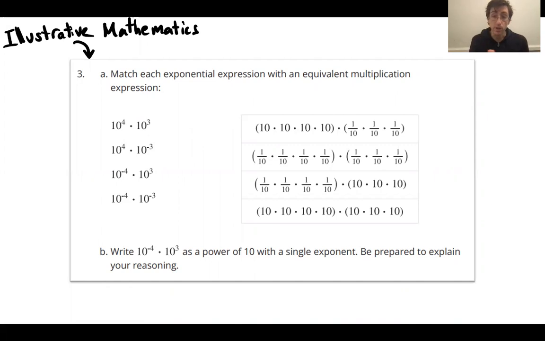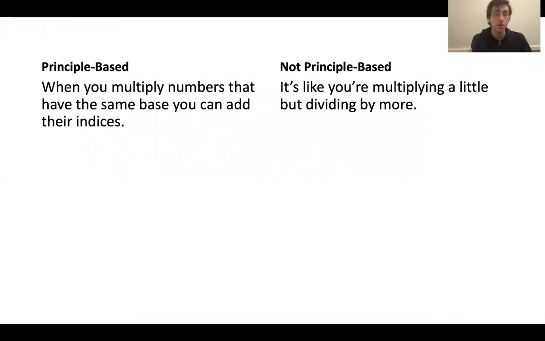And this is tricky, but what would a principle-based explanation look like? You might pause again and ask yourself that question. And here's the answer I came up with. When you multiply numbers that have the same base, you can add their indices. If a student was applying that here, a good explanation that uses that principle would be, when you multiply 10 to the negative fourth and 10 to the third, you can add -4 and 3 because the bases are the same. That's connecting the specific situation to those principles.